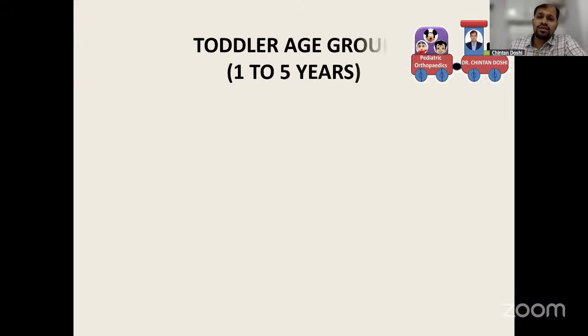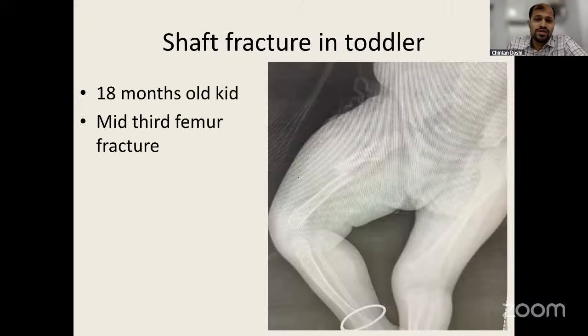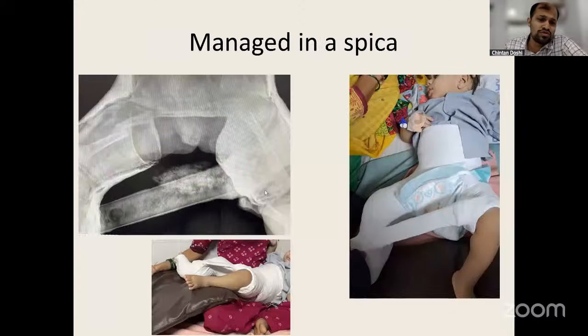Then we discuss femur shaft fracture treatment in the next age group, which is from 1 to 5 years. Again, we'll see case examples and discuss them over the next few slides. So this is an 18 months old child with a mid third femur shaft fracture. It's completely displaced. There is not much rotation, but yes, it is completely displaced with almost a centimeter of overlap.